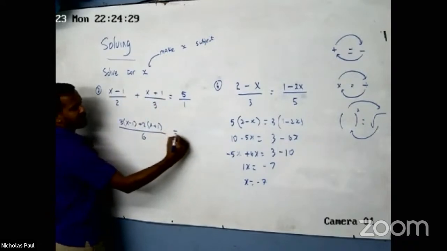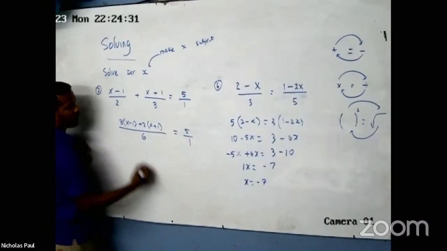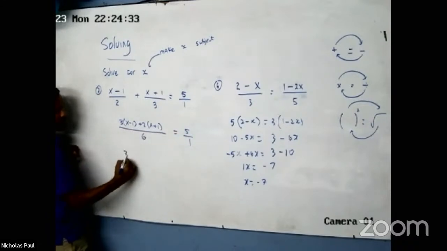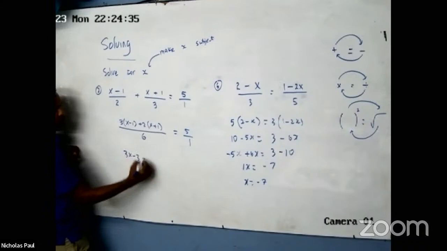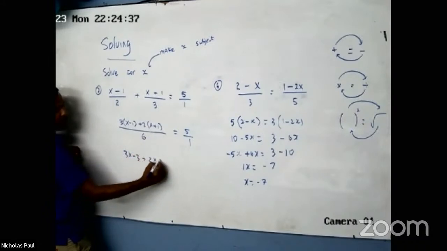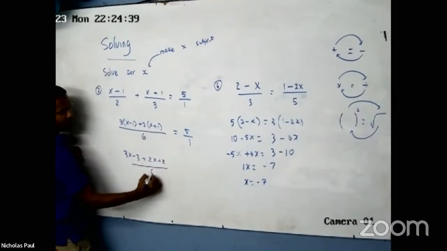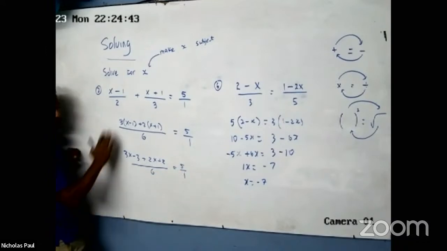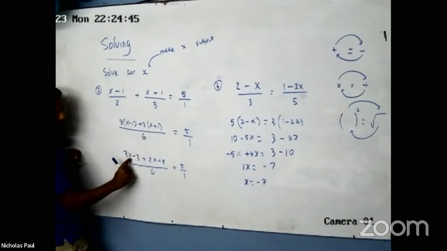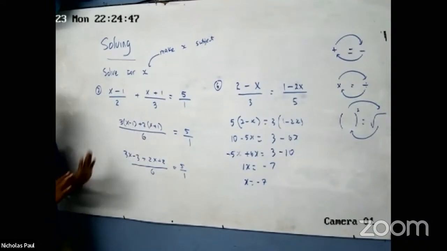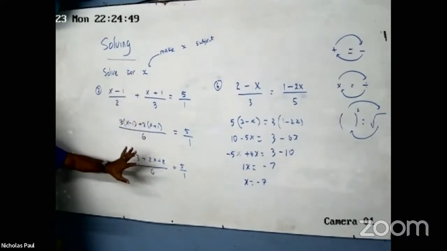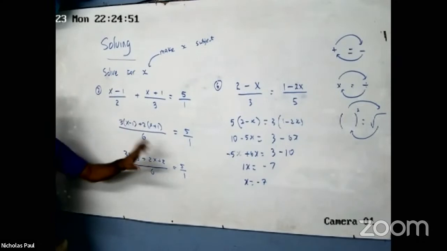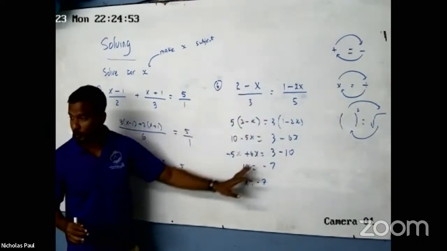And then this is equal to 5 over 1. Multiply this out, you'll get 3x minus 3. Multiply this out, you'll get 2x plus 2. All over 6 is equal to 5 over 1. So my focus is the left hand side first. When I finish the left hand side, then I will do what I was doing here.